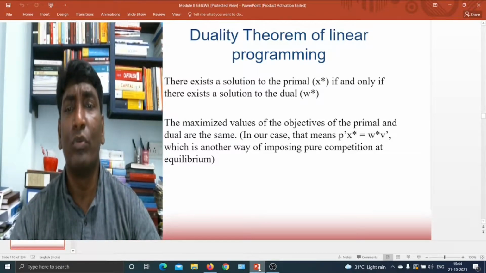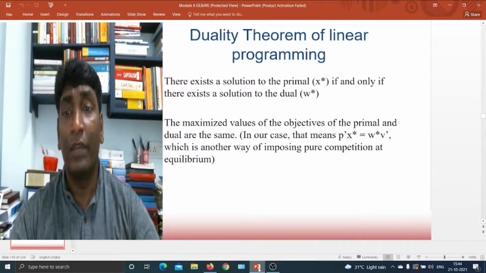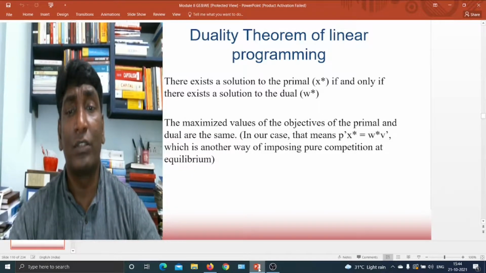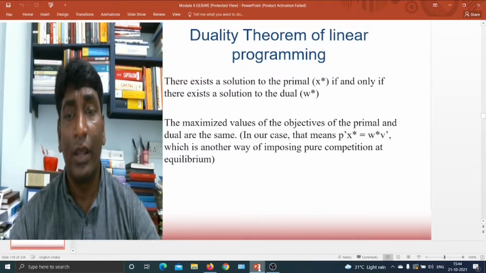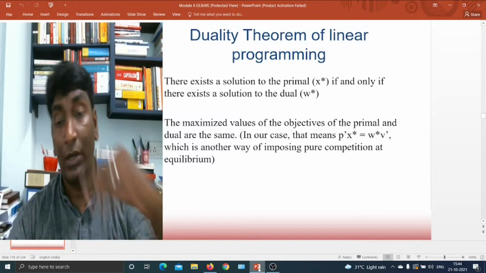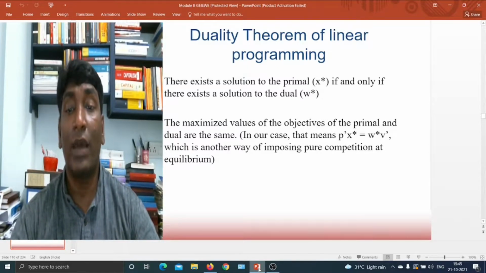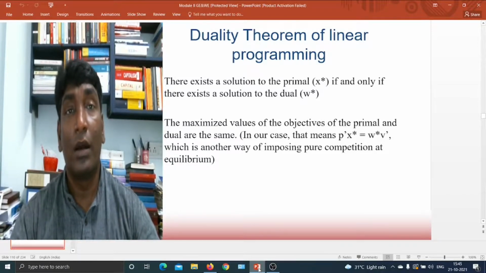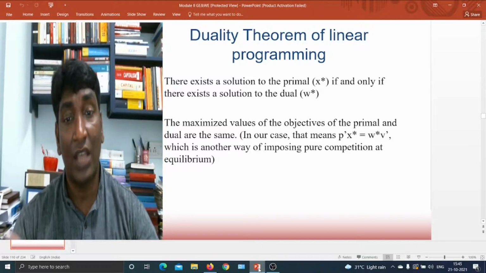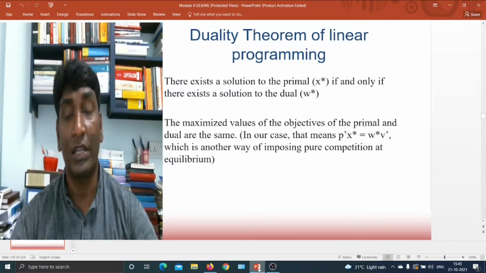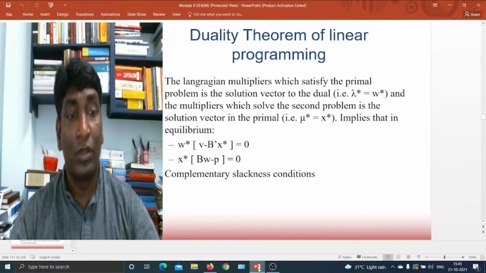There exists a solution to the primal, that is x star, if and only if there exists a solution to the dual, w star. This is an immediate kind of deduction one can arrive at, and the maximized values of the objectives of the primal and the dual are the same. Therefore, in our case, that means p dash x star is equal to w star dash v, which is another way of imposing pure competition at an equilibrium in that context.